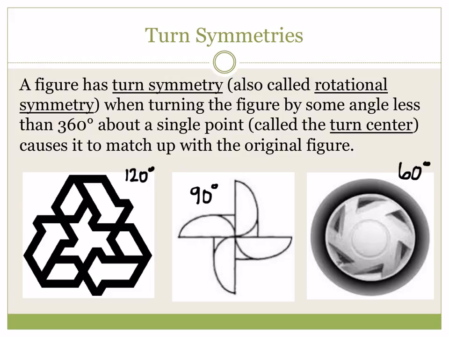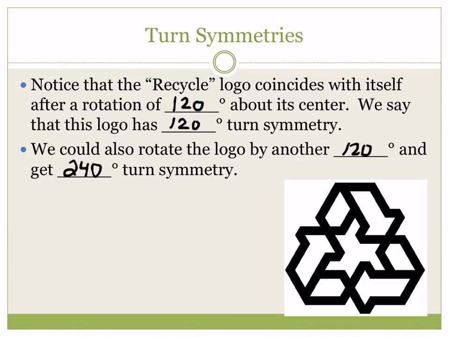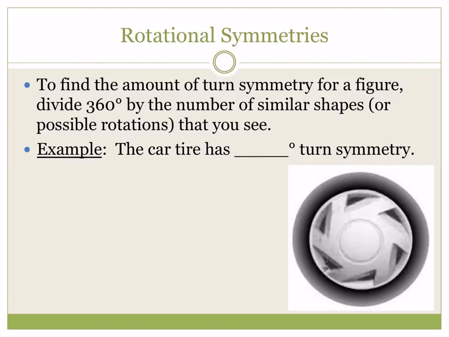Okay? So how did I get 90 in the center shape, the middle one? 4, because it's 4 objects that are all the same. And you probably heard me up here underneath my breath counting on the last one. Do you see how many objects are the same in that one? It's actually 6. So if we took 360 and divided by 6, we would have 60 degrees for that turn symmetry. Okay, so let's do this next one together. To find the number of turn symmetries for a figure, we divide 360 by the number of similar shapes. So our car tire had a 60-degree turn symmetry because there were 6 of the same shape. We already talked about that one.